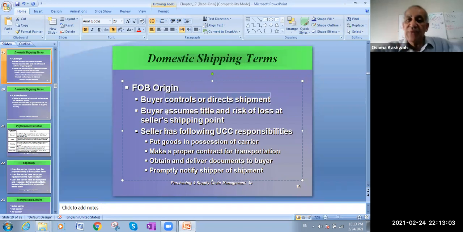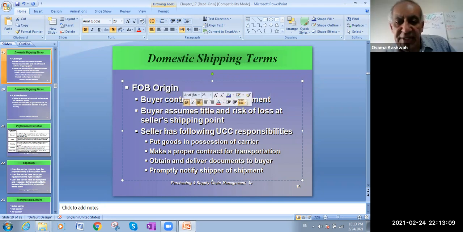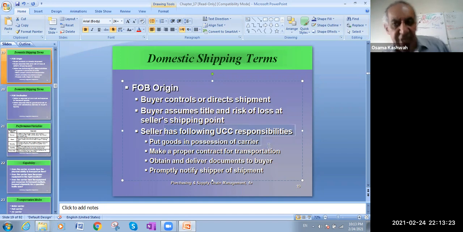As a buyer, you have to carry all the costs of transportation. The buyer assumes title and risk of loss of the sale. So the risk of loss is the buyer's responsibility, not the seller's. The seller has the following UCC responsibilities: put the goods in the position of the carrier. It's now on the carrier.